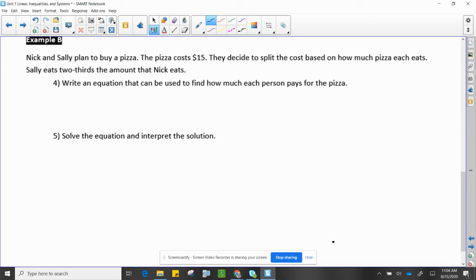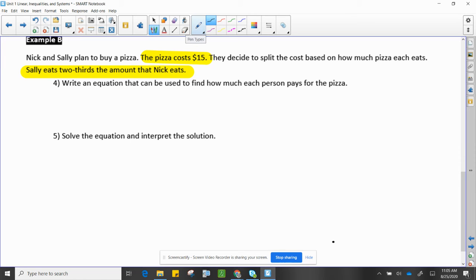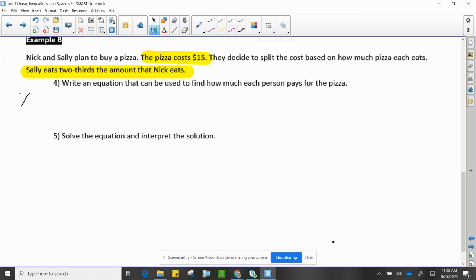So let's highlight some key ideas. Okay, all the numbers here. Pizza costs $15. And then we probably need this sentence. Sally eats 2/3 the amount that Nick eats. So now we got to set up our variable, so our X, whatever we're calling it. I'm just going to call it X just to keep it simple.